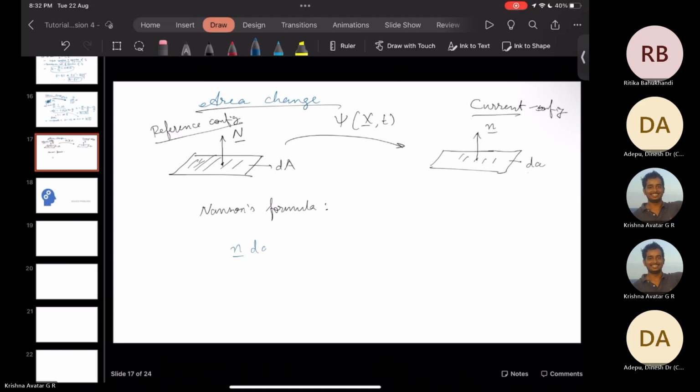The way we relate both of them is n dA is equal to J F inverse transpose and capital N vector dA. J is what we call the determinant of F. So this is the famous Nanson's formula. It relates the area elements in two different configurations. Okay, we'll just solve one problem since we are short of time. Let's solve one problem today.